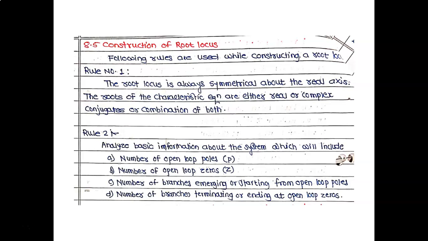Next rule, rule number 2: analyze basic information about the system, which will include, first, the number of open loop poles, that is P. Second, the number of open loop zeros, that is Z. Third, the number of branches emerging or starting from open loop poles. Fourth, the number of branches terminating or ending at open loop zeros.